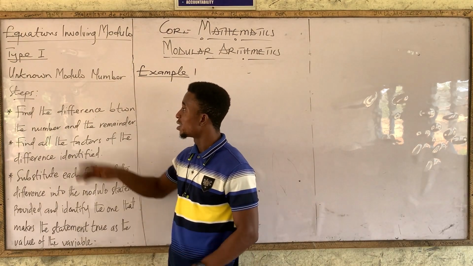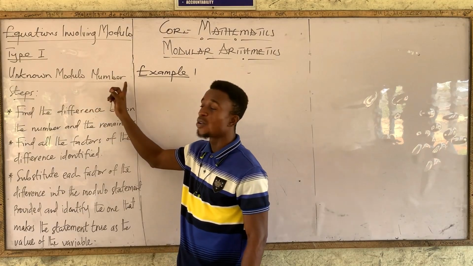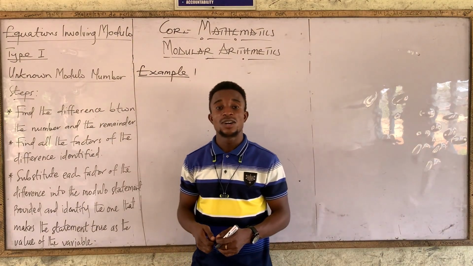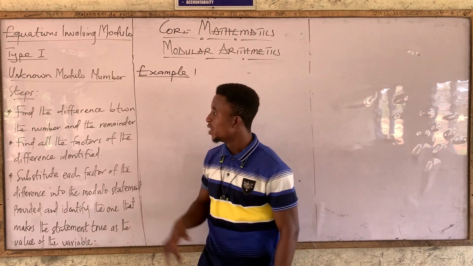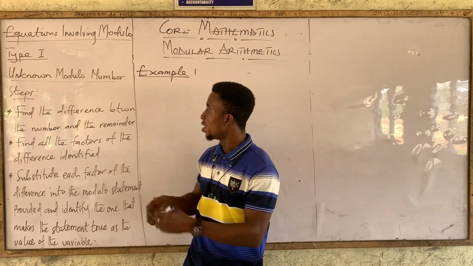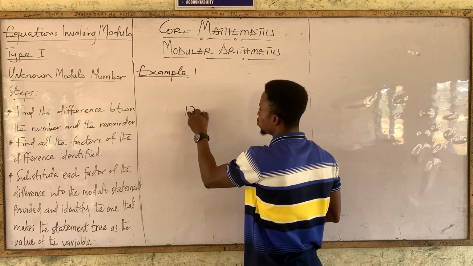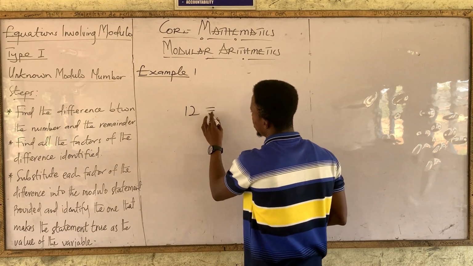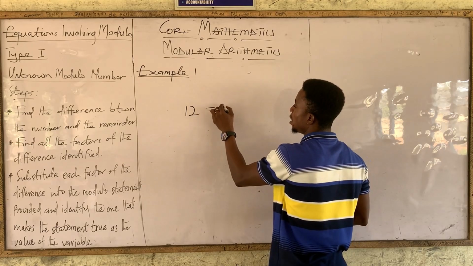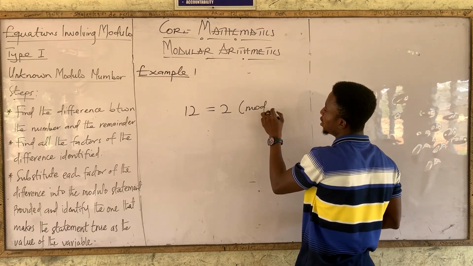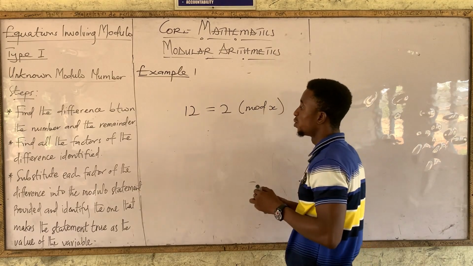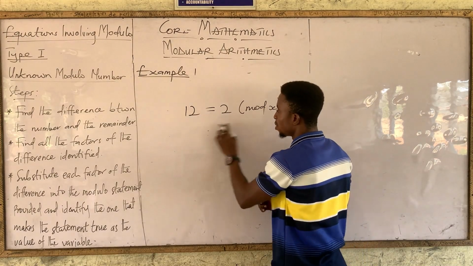Because I told you, when the modular number is unknown, definitely you'll be given the number and then the remainder. Are we getting that? So find the difference between them. Let's imagine I have 12, which is equal to, let's say, 2 mod, let's say x.